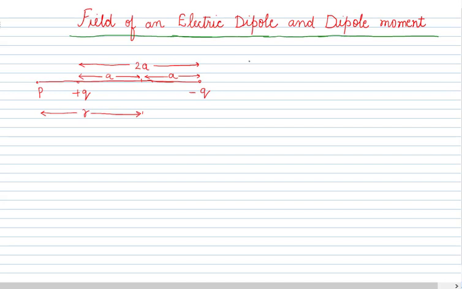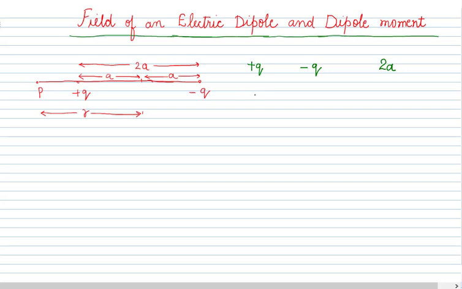So there are two charges plus Q and minus Q, and the distance between them is 2a. We have double the distance, so we can easily make it half, because the distance from the center of the dipole to minus Q is a, and to plus Q is a. We want to calculate the electric field somewhere here on the axis of the dipole at point P.